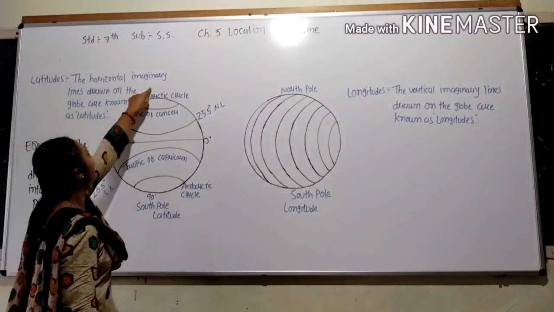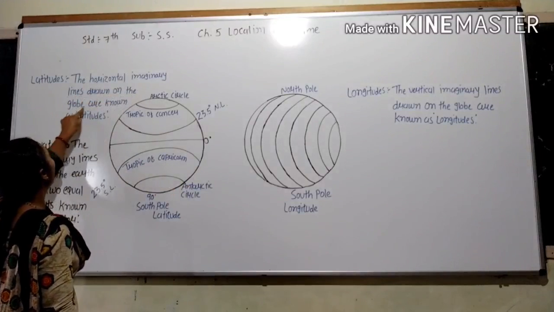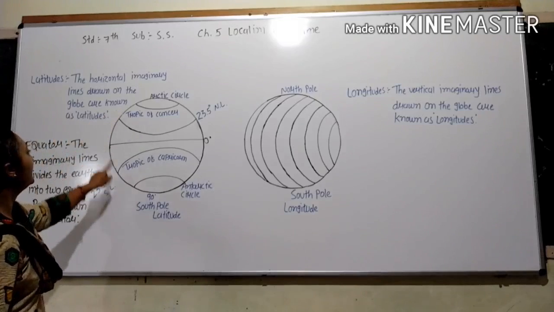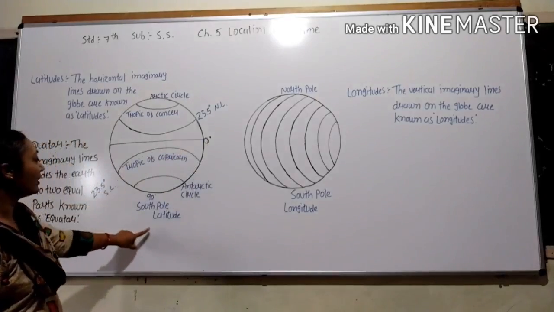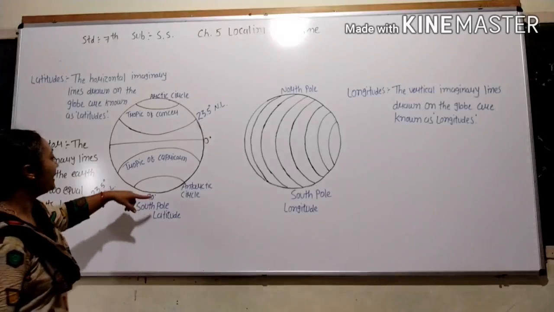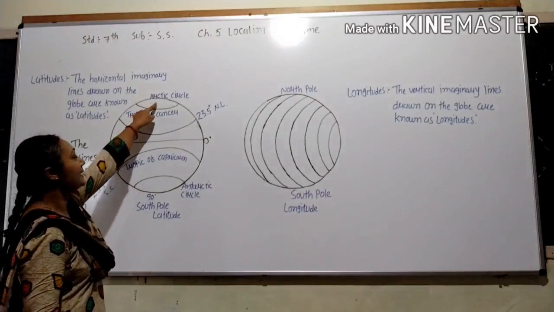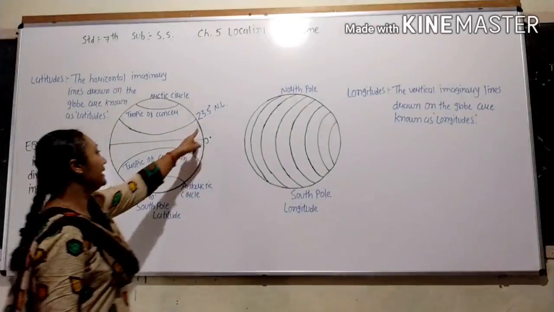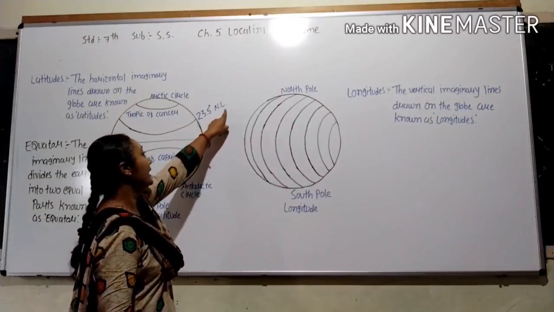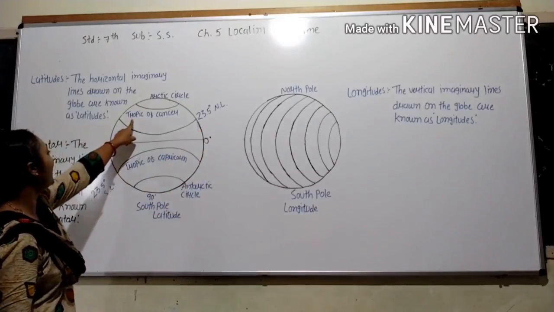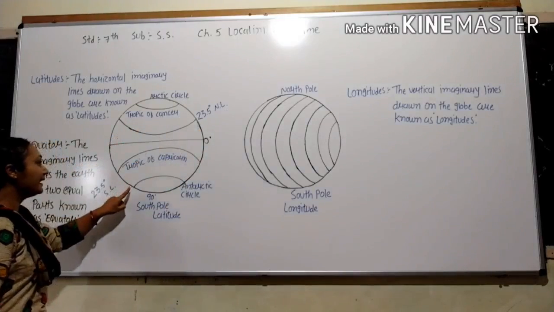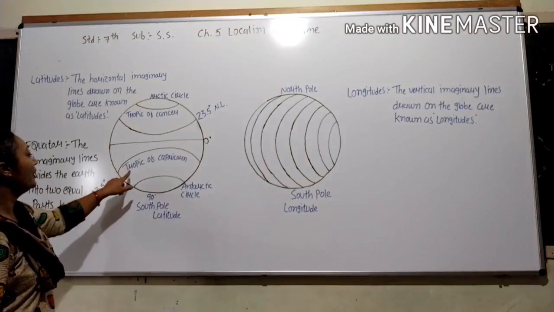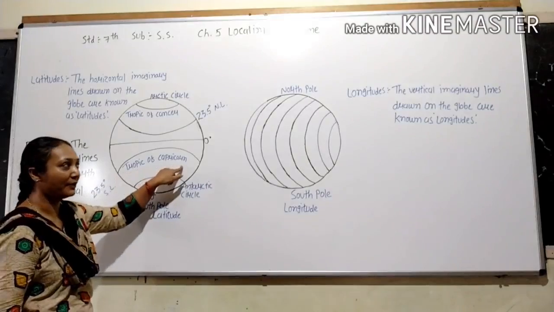The horizontal imaginary lines drawn on the globe are known as latitude. It means this one is a horizontal line, a slanting line. These are known as the latitudes. In the latitudes there is the Arctic Circle in the north part, and the Antarctic Circle in the south. 23.5 north latitude is known as the Tropic of Cancer. And below the equator, 23.5 south latitude is known as the Tropic of Capricorn.